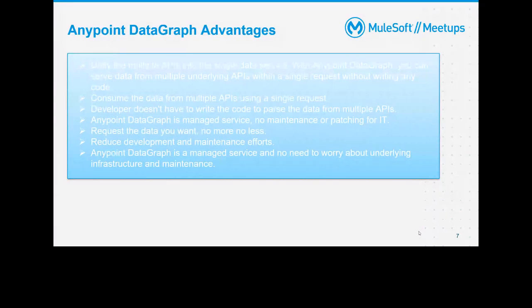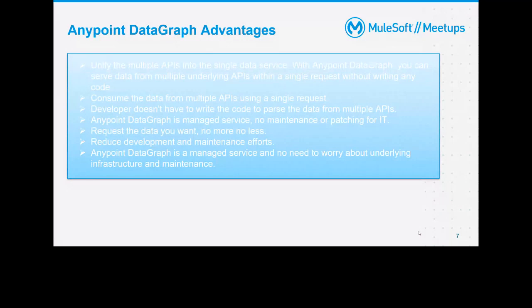So you can consume the data from multiple APIs using a single request. You can send a data graph query to Data Graph and describe that you want to call these three APIs. Data Graph will automatically call these three APIs, fetch the data, aggregate the data, and send the response back to the consumer. So the developer doesn't have to write code. This is a good thing: you don't have to write a single line of code.